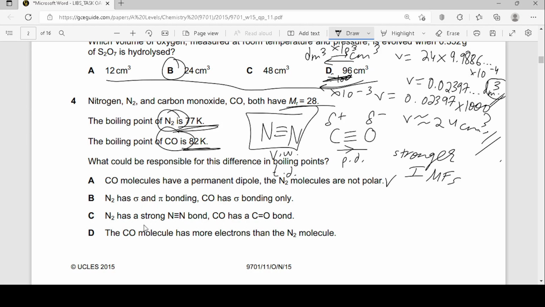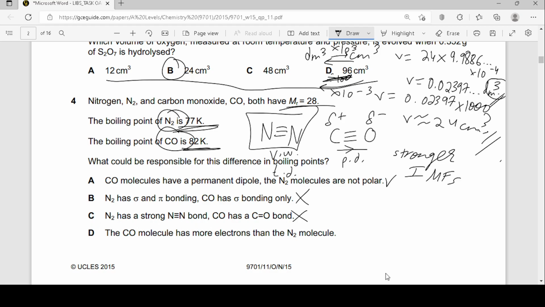N2 has sigma and pi bonding. CO has pi bonding only. Well, actually no, because both of them have sigma and pi bonding. See, this first one is sigma, and the other two are pi, right? That's what makes up a triple bond. And over here as well, you have one as sigma and the other two as pi. That's what makes up a triple bond. So that's wrong. N2 has a strong N triple bond. CO has a C double bond O. No, that's wrong. Both of them have triple bonds.